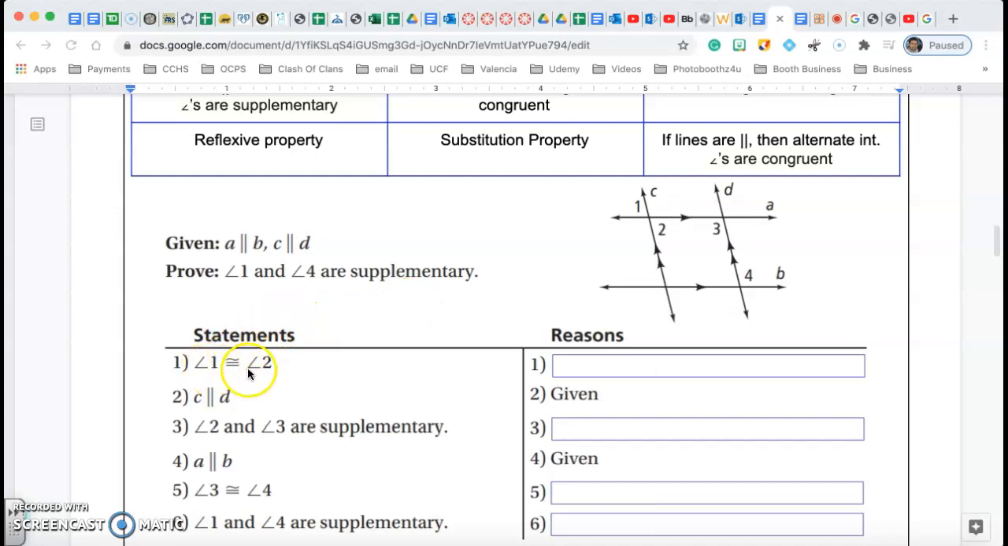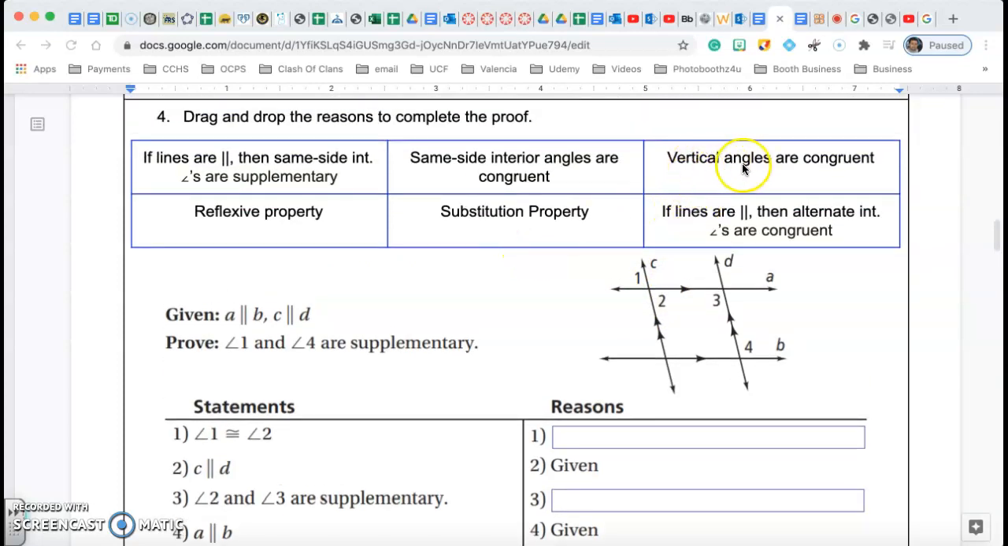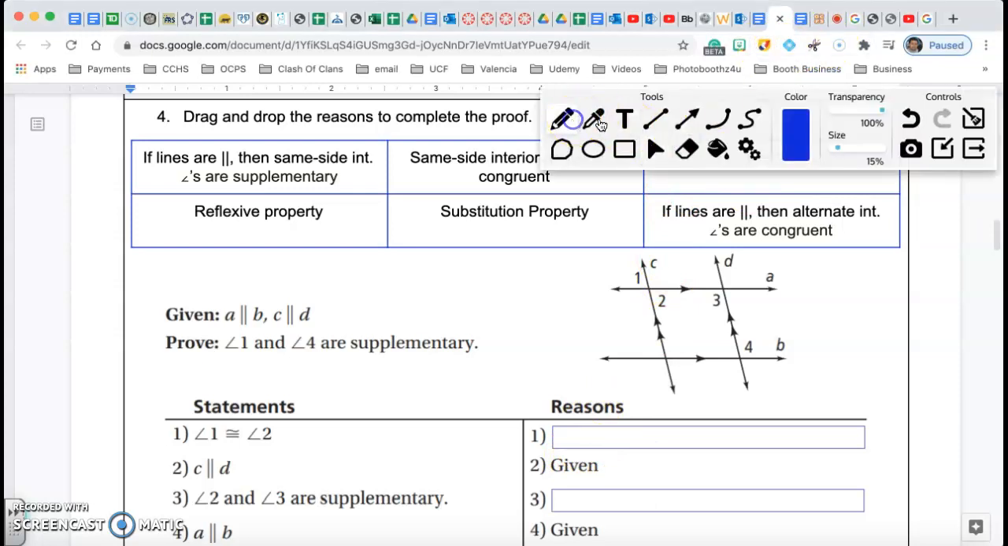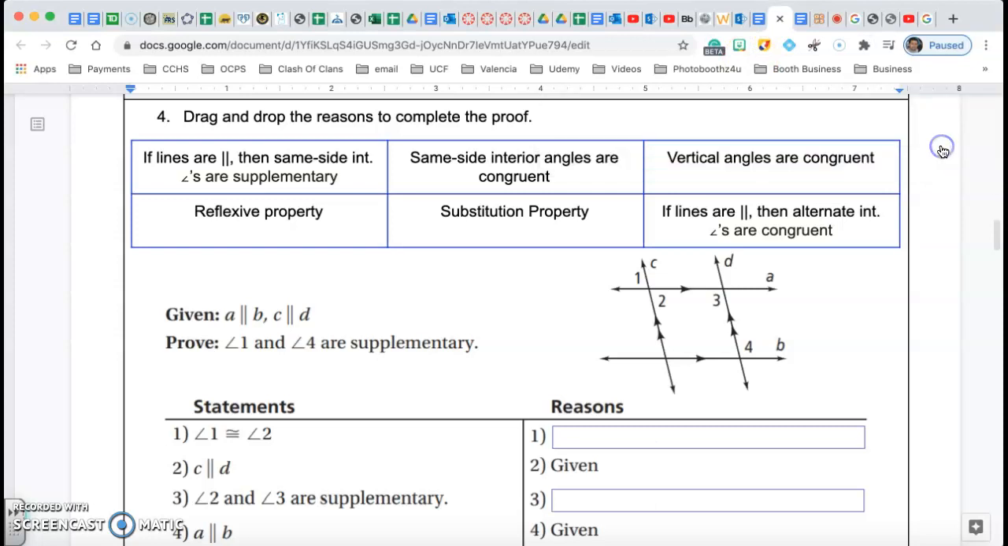First statement, angle 1 and angle 2 are congruent. According to my drawing, those two angles are vertical angles. So vertical angles are congruent. That's my first reason. Let's see if we can write it here. Vertical angles are congruent. That's my reason number 1.